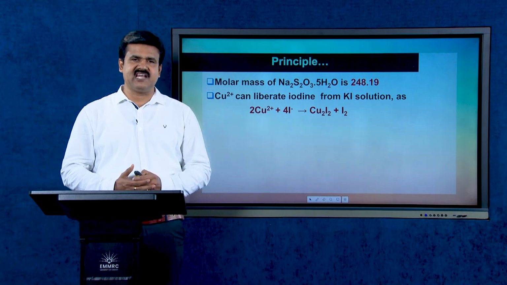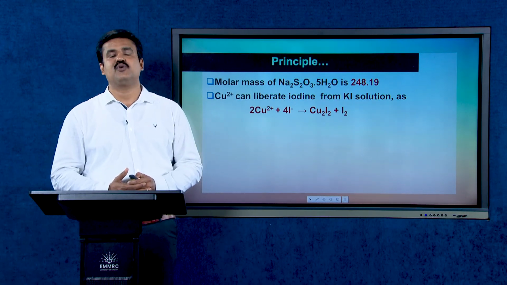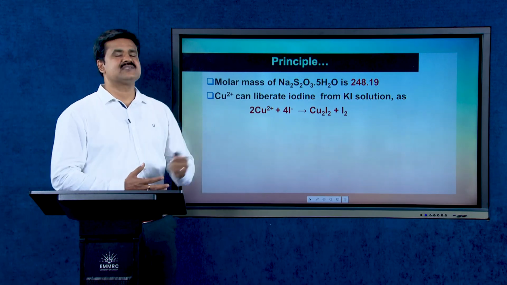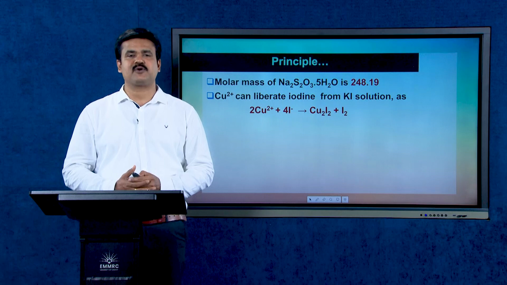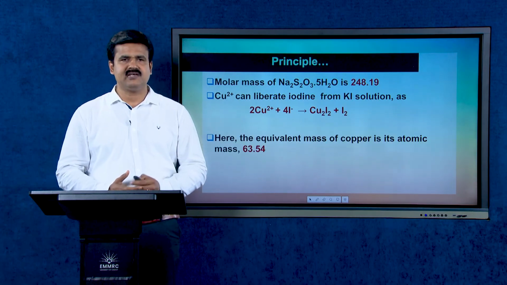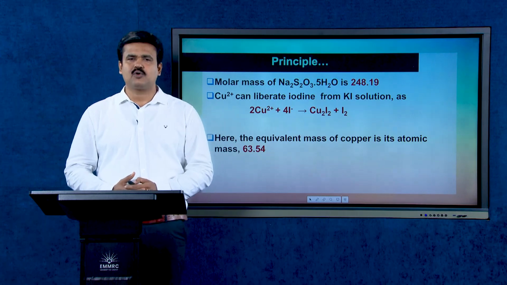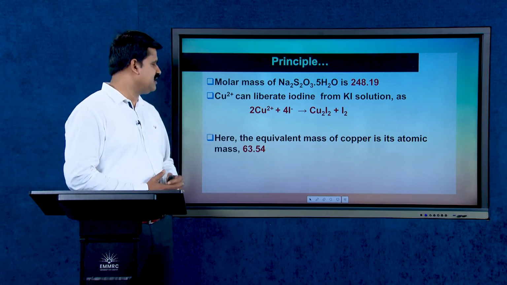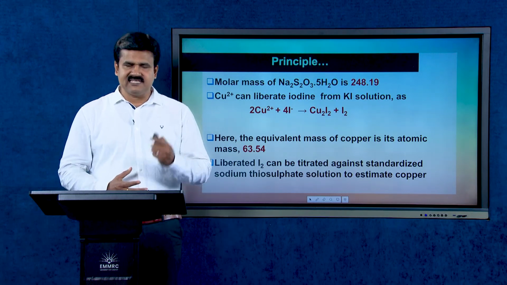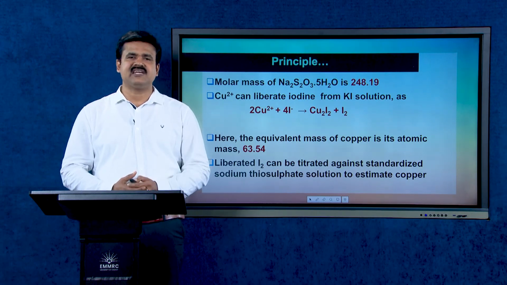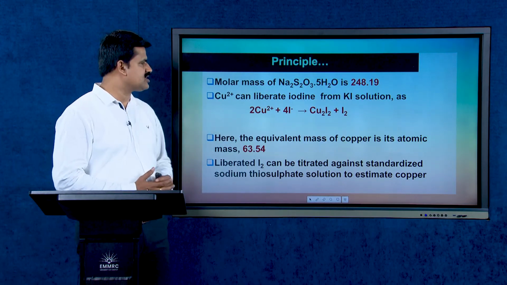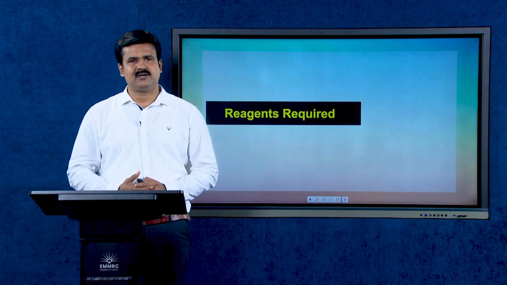Copper 2 plus can liberate iodine from potassium iodide solution as per this equation: 2Cu2+ plus 4I- produces Cu2I2 plus I2. Here, the equivalent mass of copper is its atomic mass, that is 63.54. Liberated iodine can be titrated against standardized sodium thiosulfate solution to estimate copper.